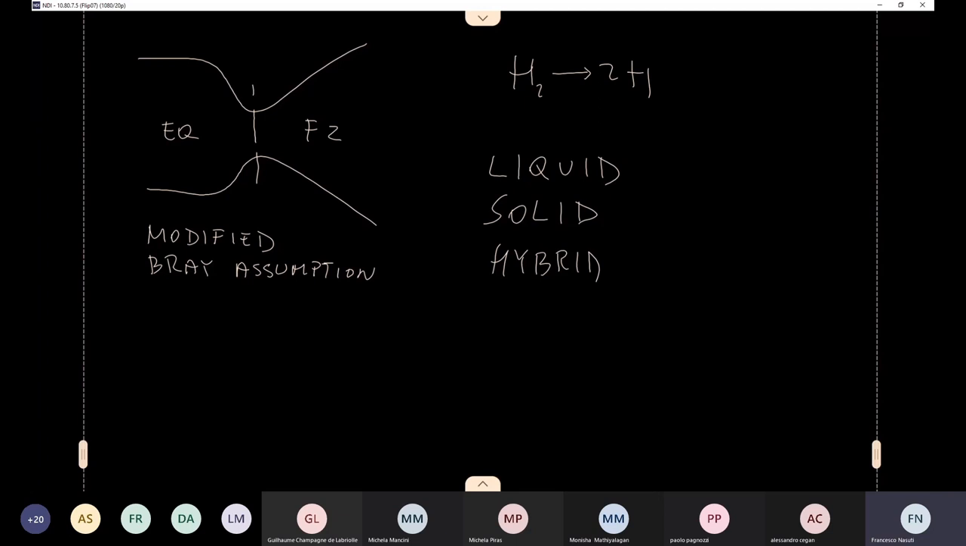And among liquids, I'm just recalling what we said at the beginning of the course. Among liquids, we consider monopropellants, bipropellants, and among solids, we consider homogeneous, or double base, and heterogeneous.